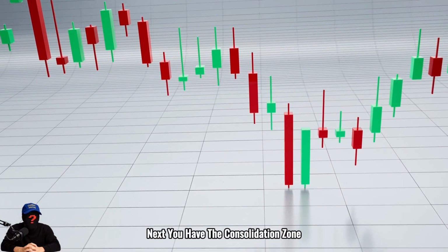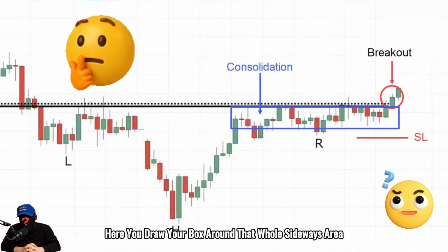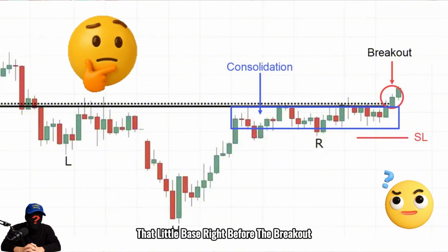Next, you have the consolidation zone. Here, you draw your box around that whole sideways area, that little base right before the breakout.